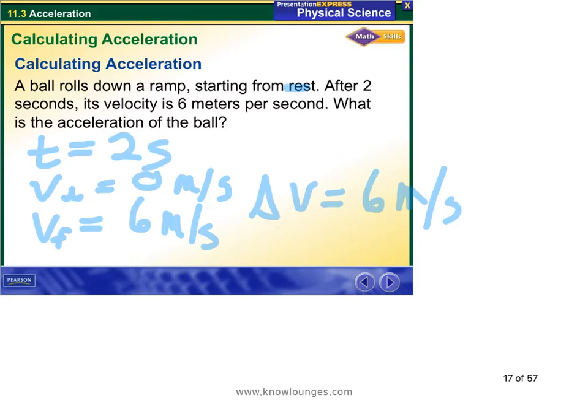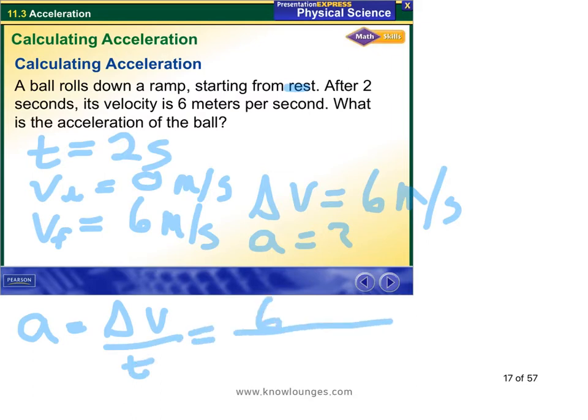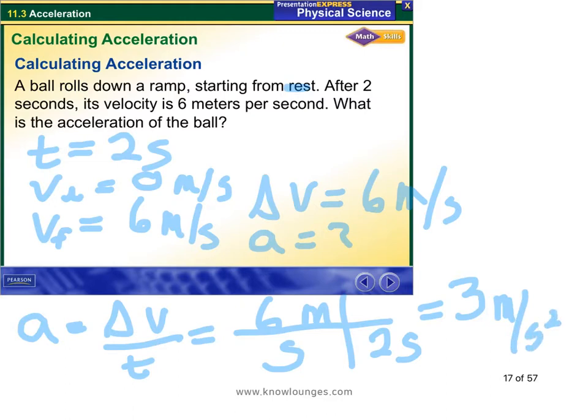And then to find A, what we're trying to find, what is its acceleration? A equals delta V divided by T, which is delta V was 6 meters per second, divided by 2 seconds. Remember, we can't cancel the seconds because they're both on the bottom. What we're left with is meters per second, which is our proper units. Do a little division, and we get 3 meters per second squared. And we want to put a direction with it, which in this case is down the ramp.